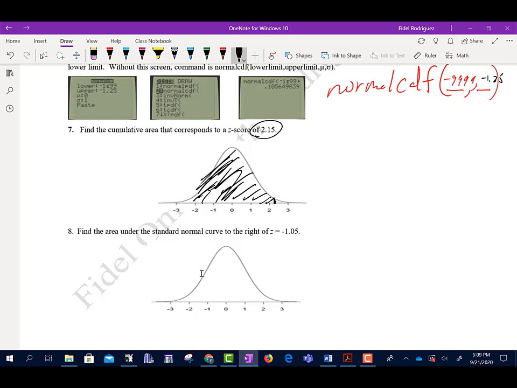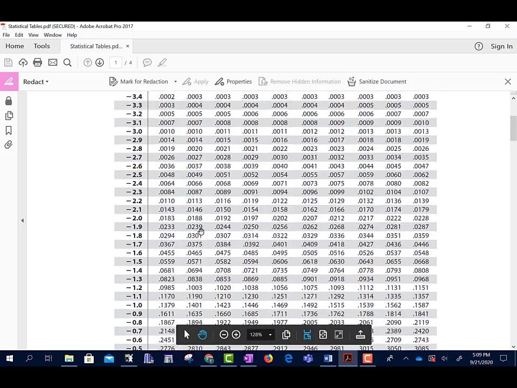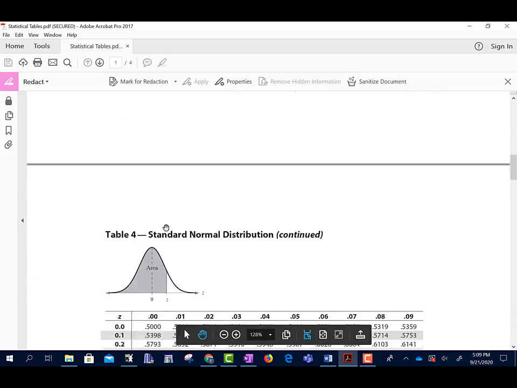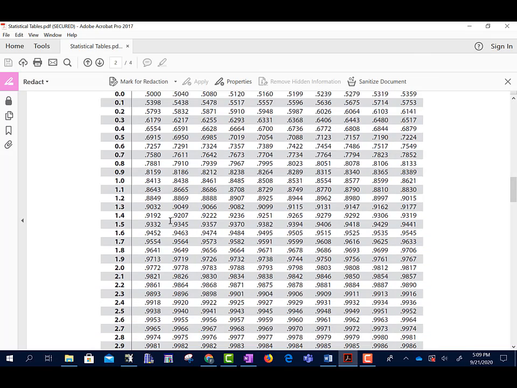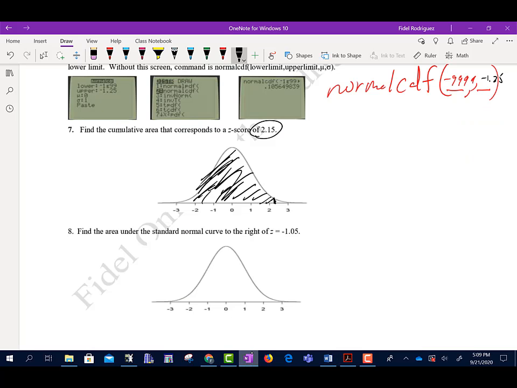So again, if I wanted to use my table, 2.15, I'm going to scroll down. These are all negative. Here we go, 2.1 and 0.05. If I put those together, that gives me 2.15. So if I go this way, right here, 0.9842, that's the answer that I'm coming up with, 0.9842.